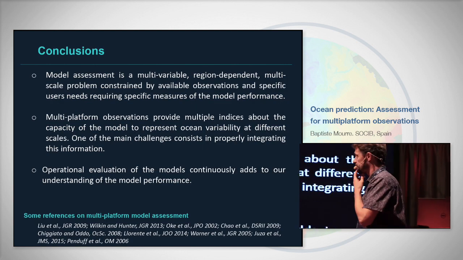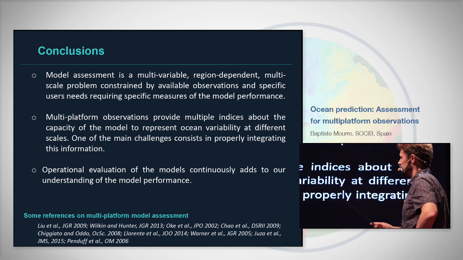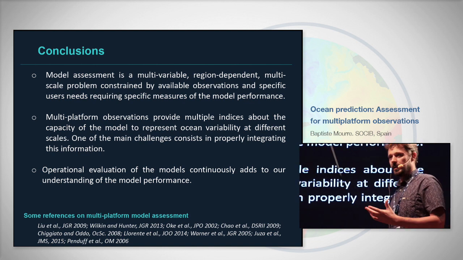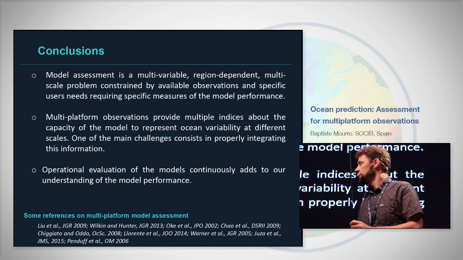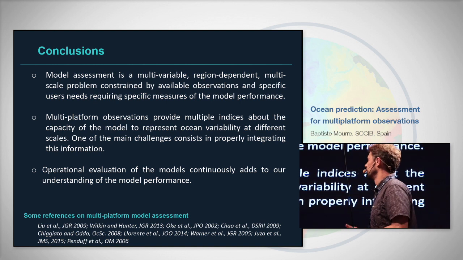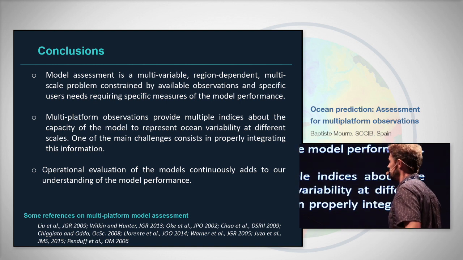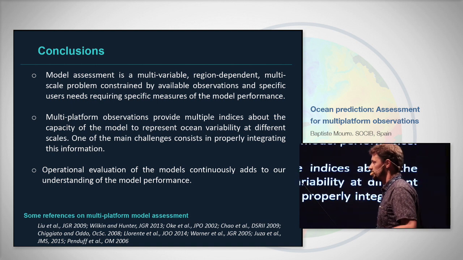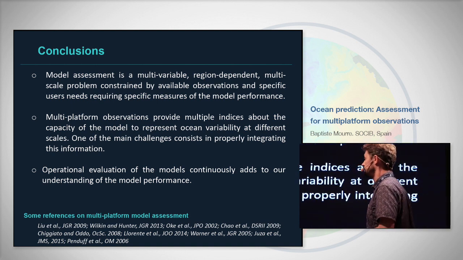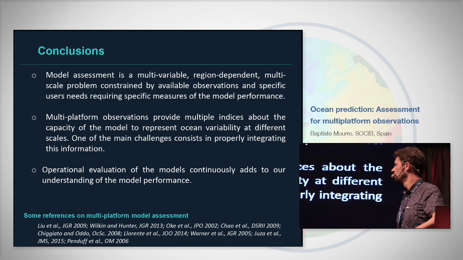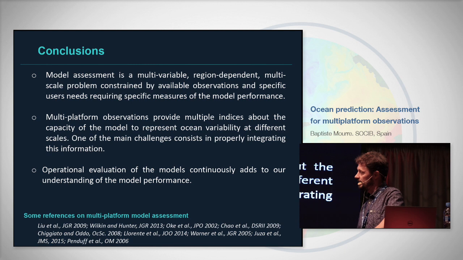The conclusions. So the model assessment is a multivariable, region-dependent, multi-scale problem, and it is constrained by the available observations you have and the specific user needs, specific problems you want to address. So this may require specific measures of the model performance. There is no magic metric that will give you the one value of the performance of the model. The multi-platform observations provide you multiple indices about the capacity of the model to represent the variability at different scales.